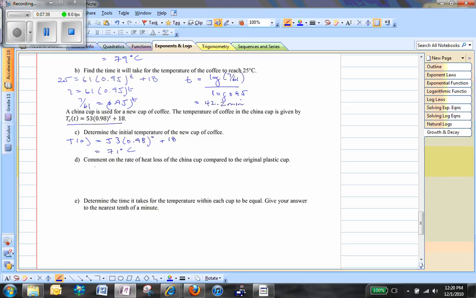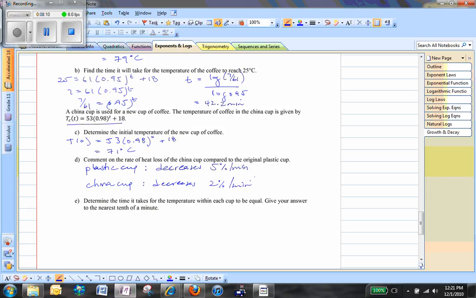Well, the plastic cup, the rate was 0.95, it says over here. So it goes down, or it decreases 5% per minute. But the china cup, it says it's 0.98, so that means it decreases at 2% per minute. So which one's better?